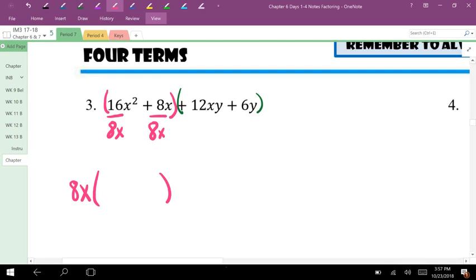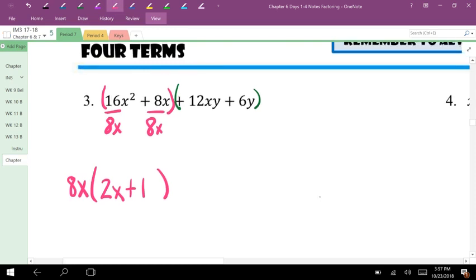So 16 divided by 8 gets me 2. X squared divided by x just gets me x. Bring down the plus sign. 8 divided by 8 gets me 1. X divided by x gets me 1. 1 times 1 is 1. Or you can just know that these 2 will cancel out. Whenever you cancel something out, you just get 1. Okay?